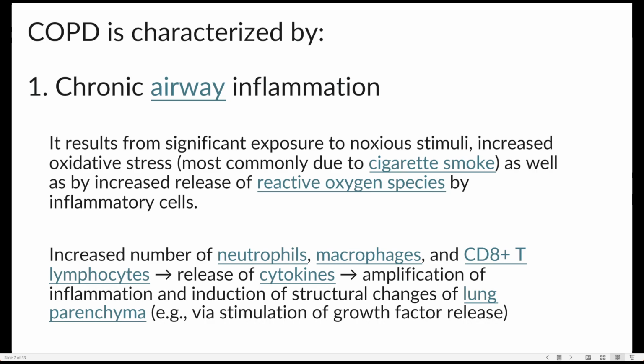We're talking about pro-inflammatory cytokines that can induce inflammation as well as structural changes of the lung parenchyma. All this because we have inflammatory cells like neutrophils, macrophages, and CD8 T lymphocytes releasing their inflammatory cytokines in response to a toxic chemical such as cigarette smoking.